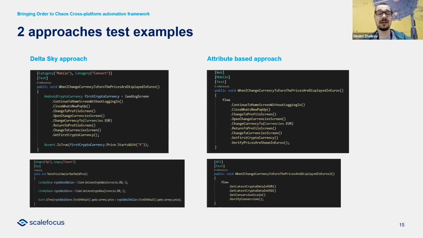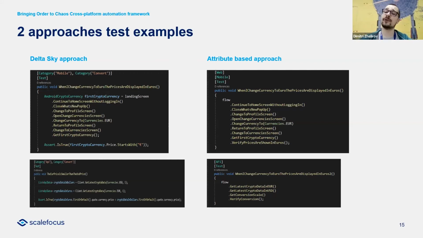On the other hand, with DeltaSky, the category and which categories are used is already implemented in NUnit, so we don't need to look more into it. It's just another way to add tags. Then we go into the tests themselves, and these tests make much more sense. This is a mobile test for Android. We go to the profile screen, we change the currencies, we return back, we check the prices, and we check that the prices are in euros.